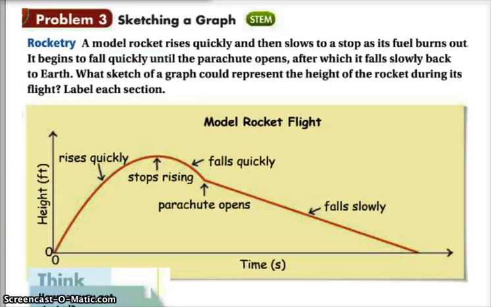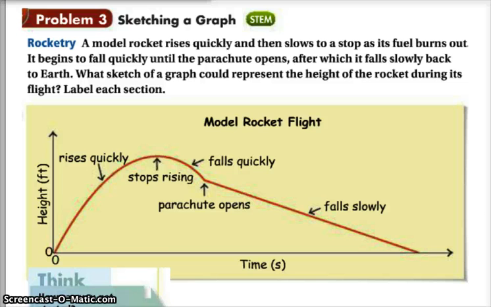Okay, turn the page. We are going to talk about how to sketch a graph by reading a situation. This one's about rocketry. A model rocket rises quickly and then slows to a stop as its fuel burns out. It begins to fall quickly until the parachute opens, after which it falls slowly back to Earth. What sketch of a graph could represent the height of the rocket during its flight?